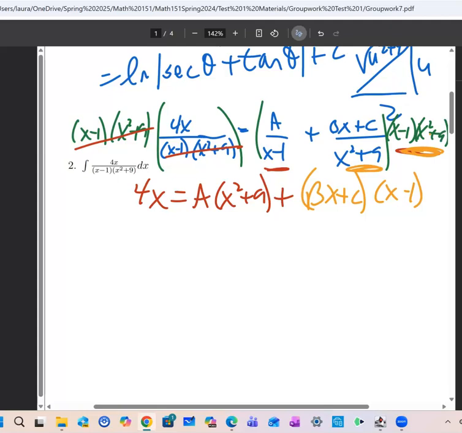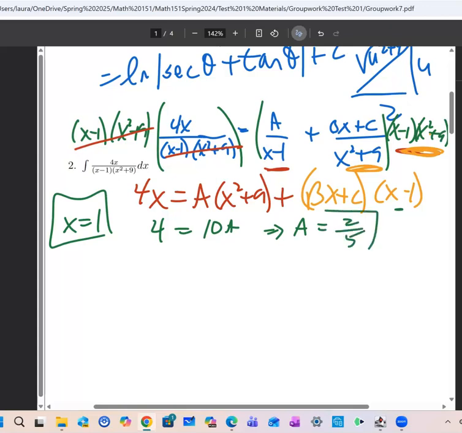Okay, so now, is there a good number? You always want to check and see. Yes, there's one good number, x equals 1. So let's do it. 4 equals, and this would give me 10A, and by plugging in x equals 1, that's 0. So I get A is equal to 2 over 5. Save that. Now, since there's no other good numbers to plug in, I need to think about comparing coefficients.